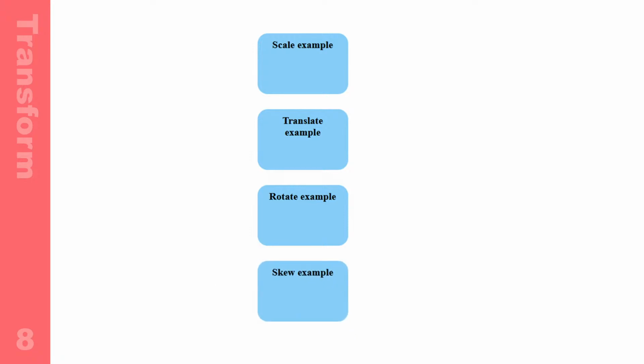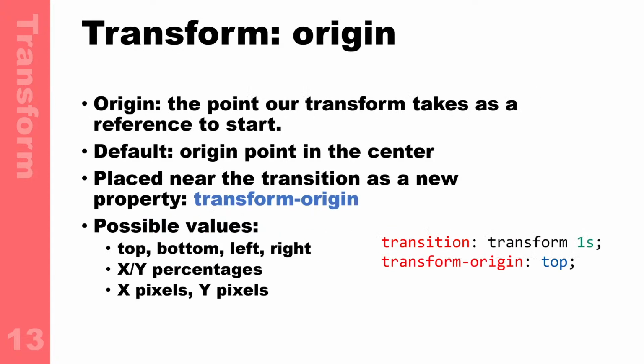I did this example in the live lesson last year, so I'm going to try and do it as well. You have a couple of values. As you can see, transform origin point has top. Place it near the transition as a new property, transform-origin. This has to be on the element itself, not the transformation. So not on the hover, but, for example, on the button properties.